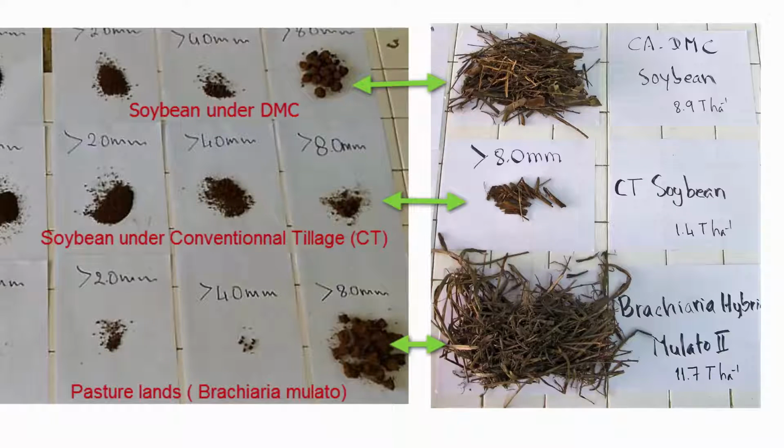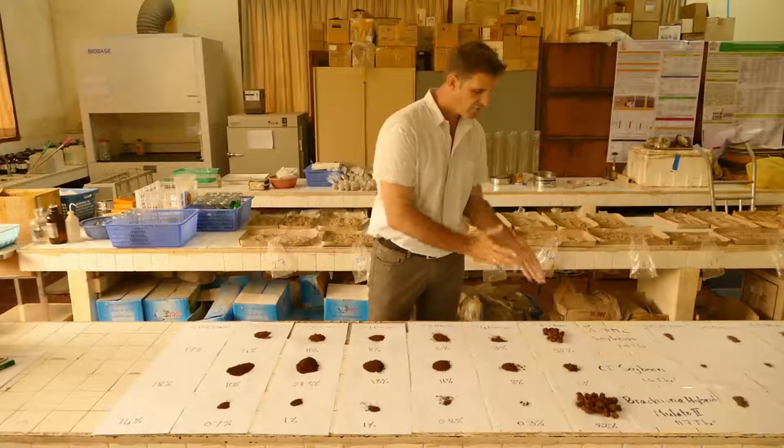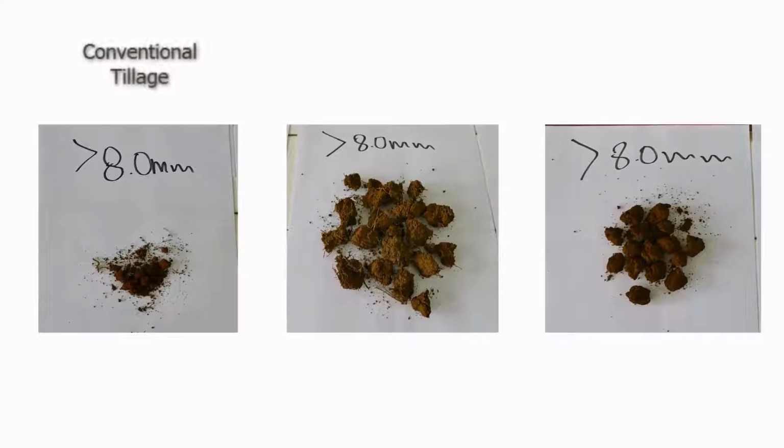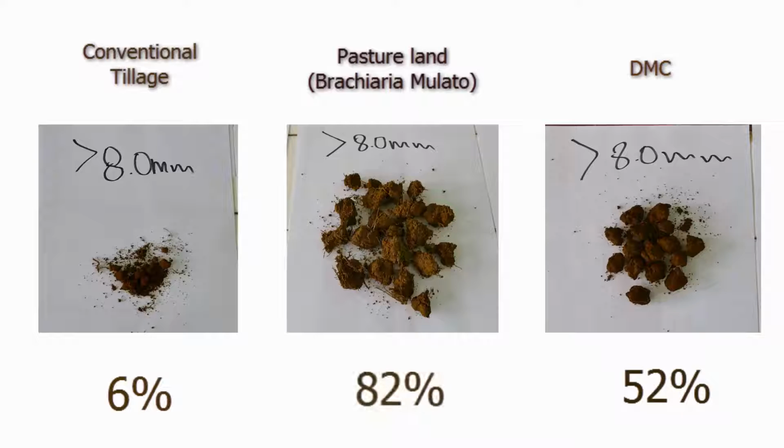Not only, but we are talking here about the soil aggregation and the connection between the aggregation and the protection of the soil organic matter. So first, what we can observe, if we look at the biggest macro aggregate, higher than 8 millimeter, is that the quantity of the macro aggregate is very, very small under the plow-based management. When we compare with the DMC, we have around 6% under the CT, and we have almost 52% under the DMC, and on the pasture land, 82%.